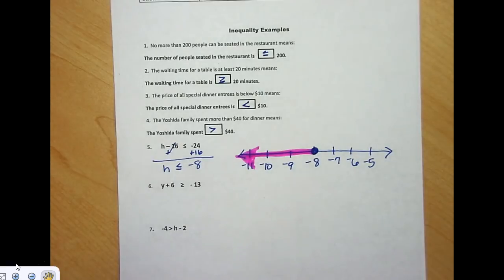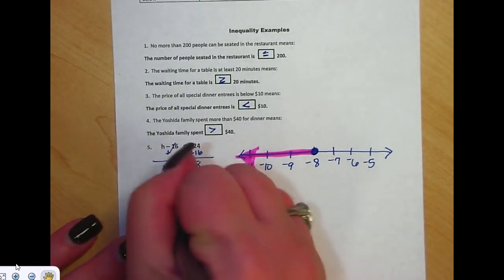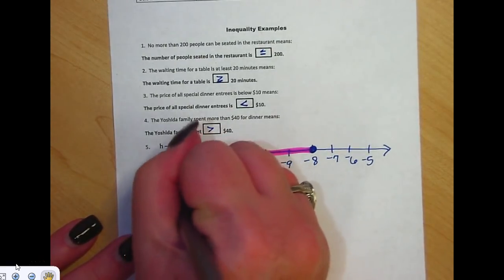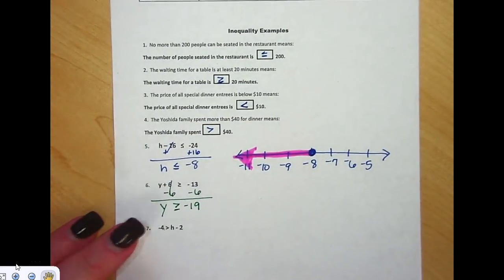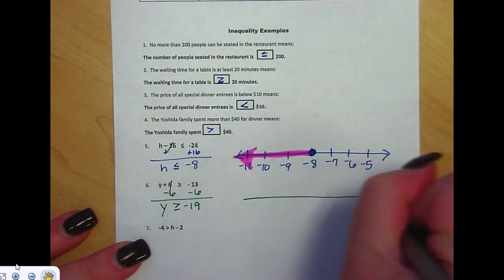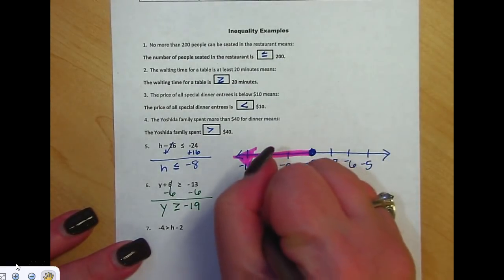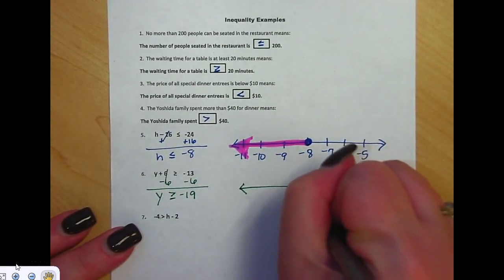Y plus 6 is greater than or equal to negative 13. What's the first thing I want to do on this one? Anybody know? Subtract 6 from both sides. Subtract 6, subtract 6. Y is greater than or equal to negative 19. Very good. Now we need to graph it. So, open number line. What number in the middle? Negative 19.